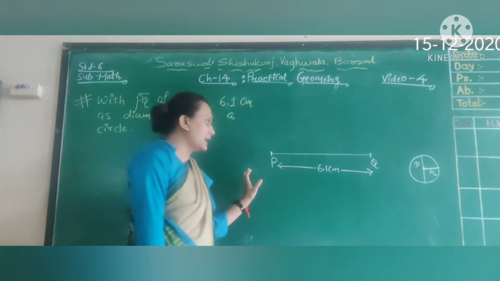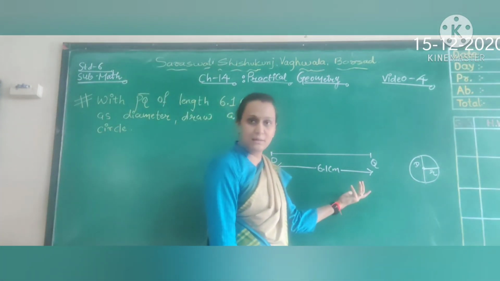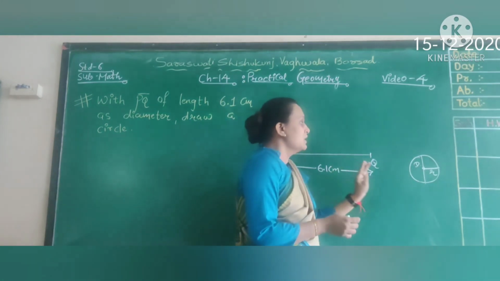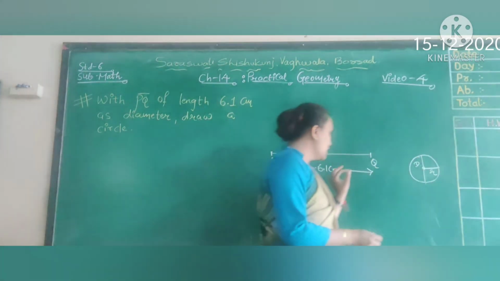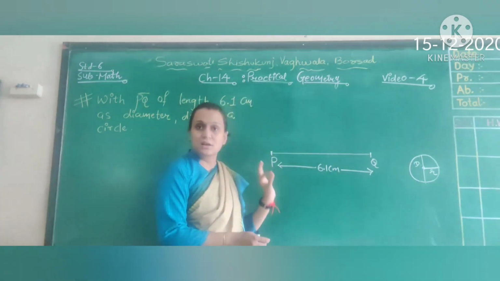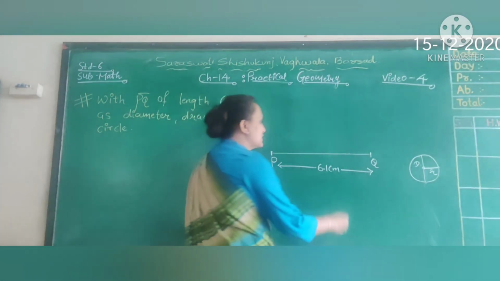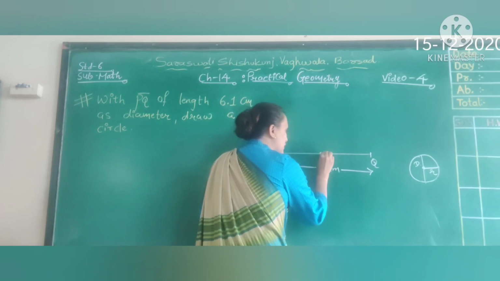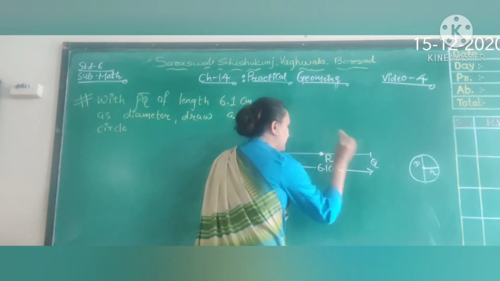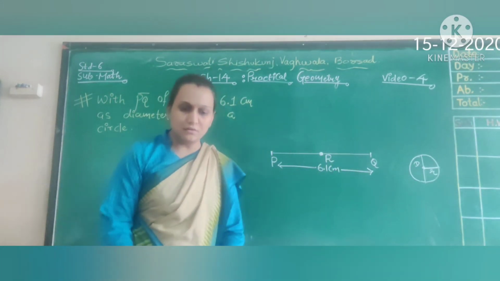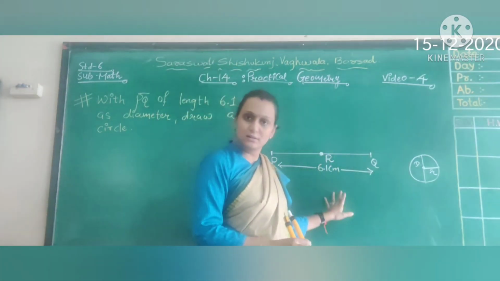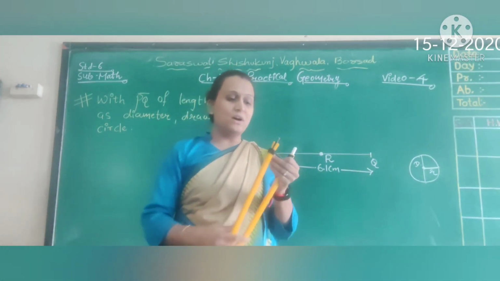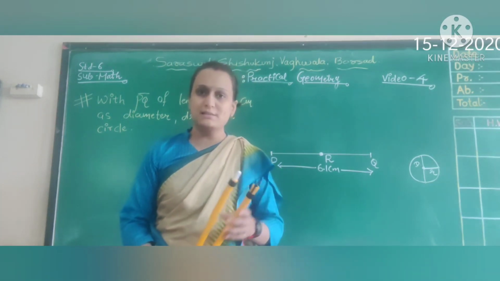So we cannot draw a circle directly with the help of the diameter. So for constructing a circle, first we need a radius. Okay. So here first we need a radius on PQ. So let us consider point R as a center. Here we have considered point R on PQ as a center. Clear? Now first we have to draw a perpendicular bisector.